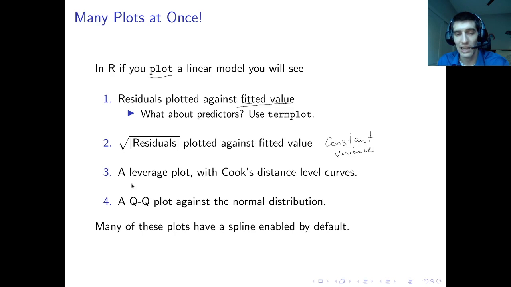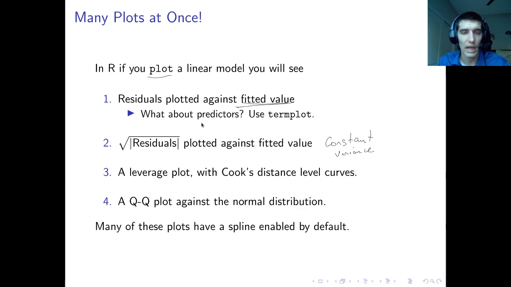It will make a leverage plot, which we were just looking at, and the Cook's distance will be given as level curves in this leverage plot. And then it will also plot a QQ plot of the residuals against a normal distribution. So that's the QQ norm plot. It will generate that by default for you. So you can just plot an LM and get all these for free and not have to generate them by hand.